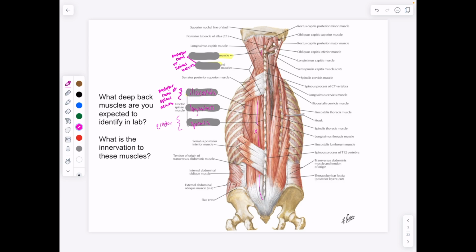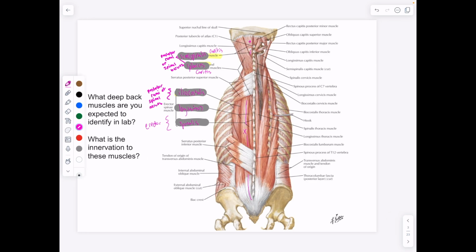And then finally we have the semispinalis capitis right here. Okay, and then we have the splenius capitis lateral to that. All right, and same thing, posterior rami of the spinal nerves.